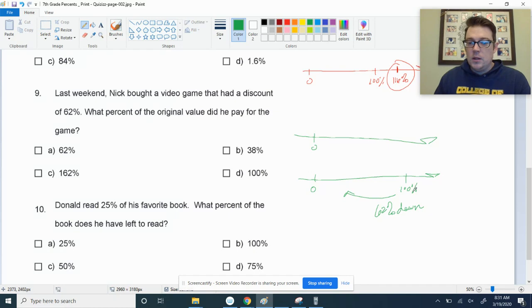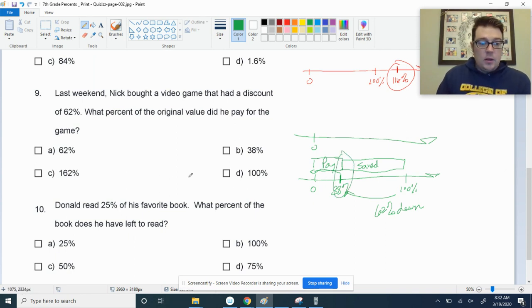Okay, so 62% down would give me 100 minus 62, which turns out to be right here at 38%. So this is what he saved. This section right here would represent what he saved, and this section would represent what he had to actually pay. It was a very horrible drawn box. I apologize for that. So pay, saved. And it asks what percent of the original value did he pay? So that's what we're looking for, which is the 38%.